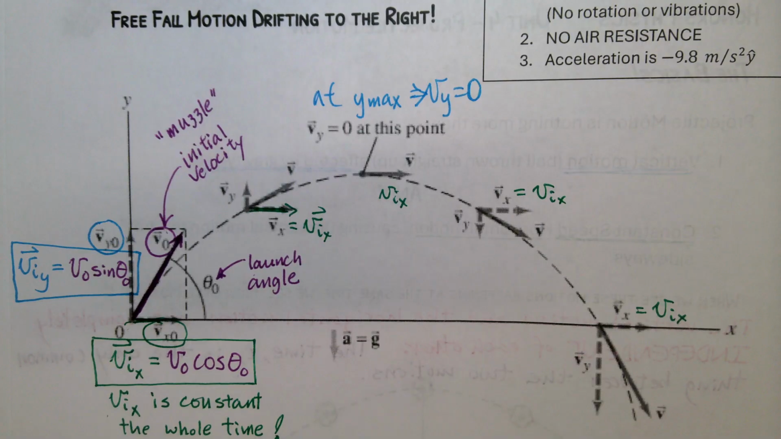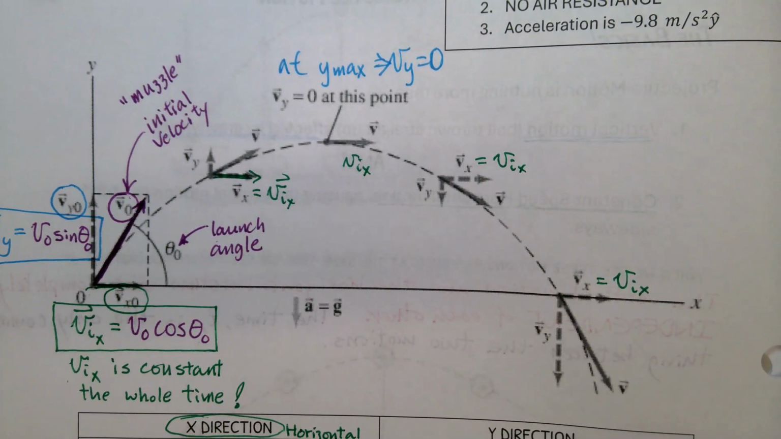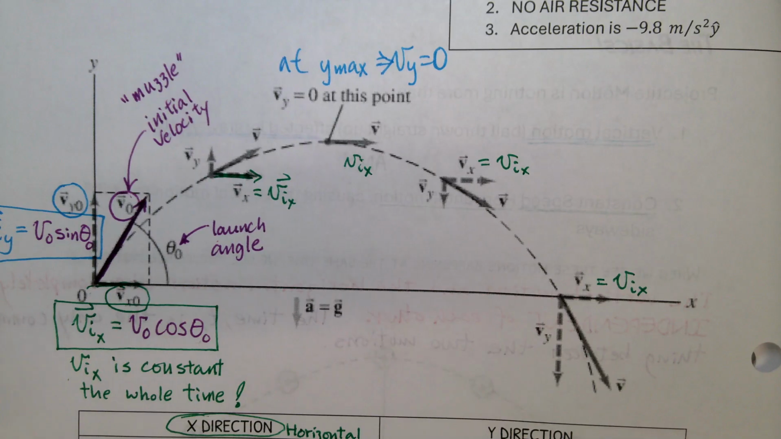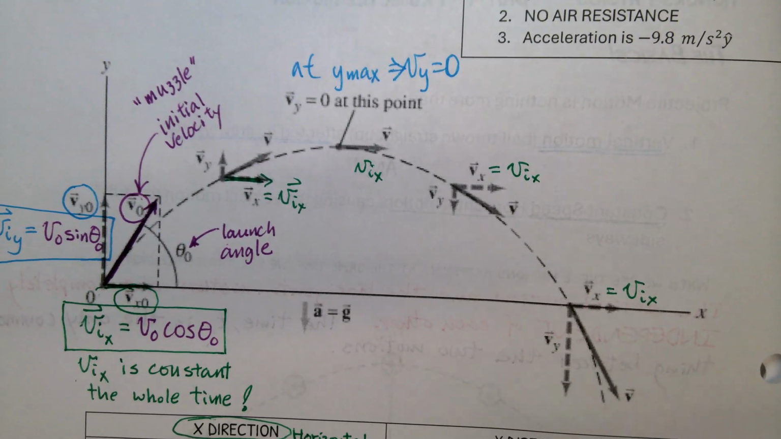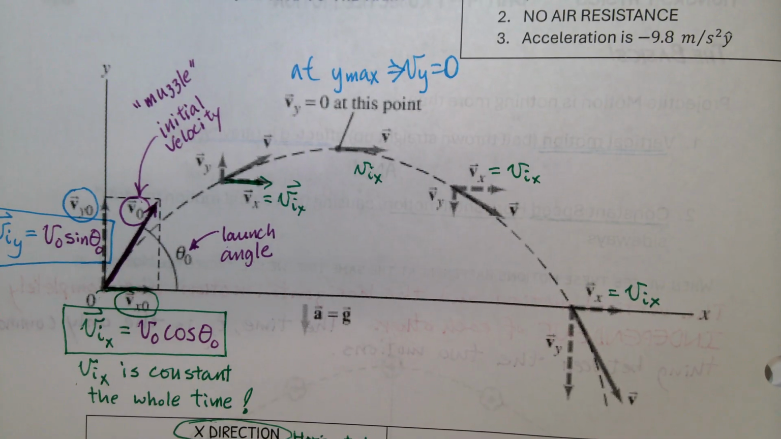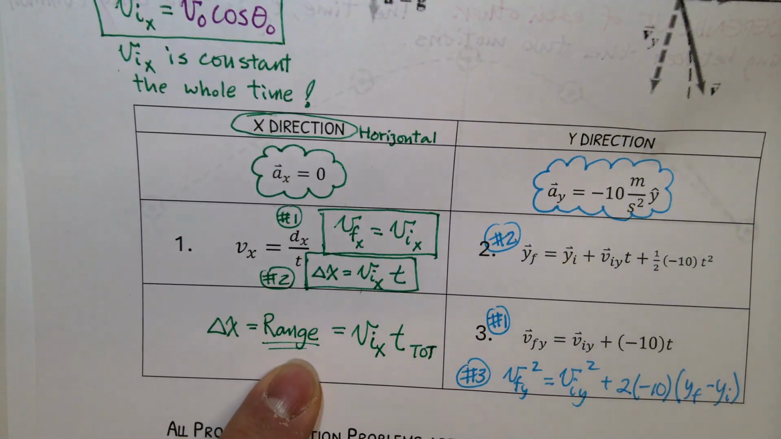So your velocity in the y direction will change depending on what time it is. However, in the x direction, it stays constant. So, let's take a look at this range, right? Range.